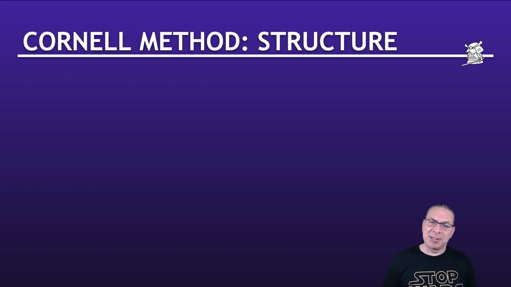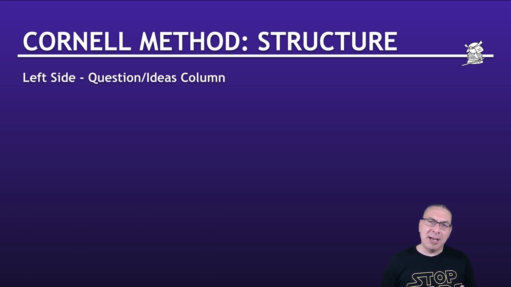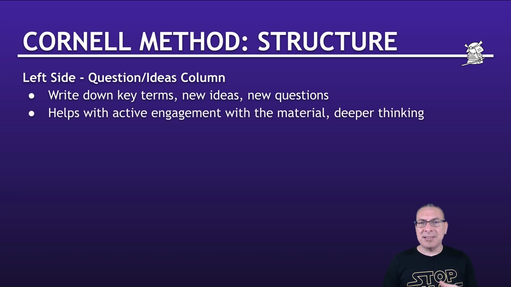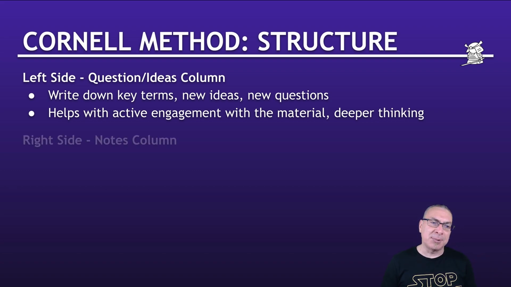So what does this Cornell Method look like? What's the structure? How is it organized? Basically, you have a left side column for questions, ideas, maybe noting down big ideas and concepts. This would be where you write down keywords or terminology, new ideas that you have, new questions, original thinking. And this helps you engage actively with whatever source you're using, whether it's a book or a video, that kind of thing. It allows you to think a little more deeply.